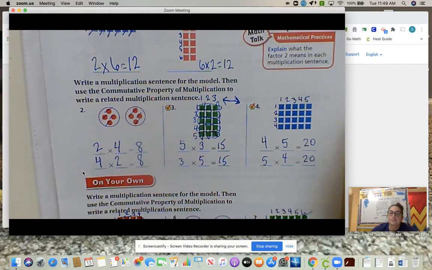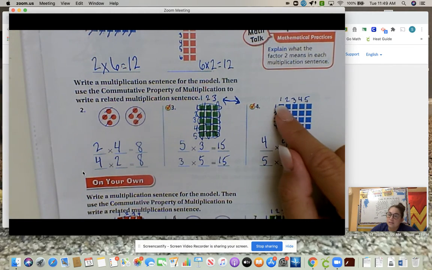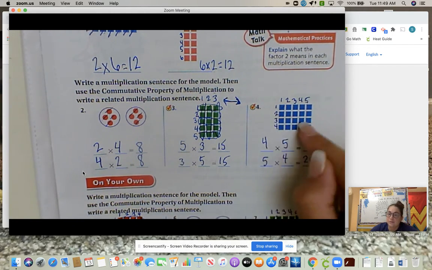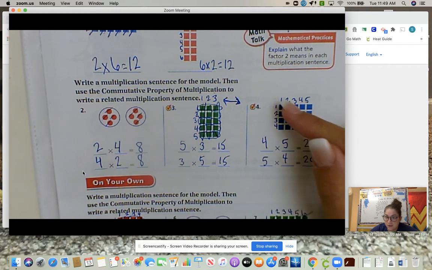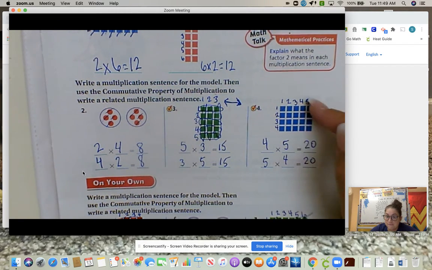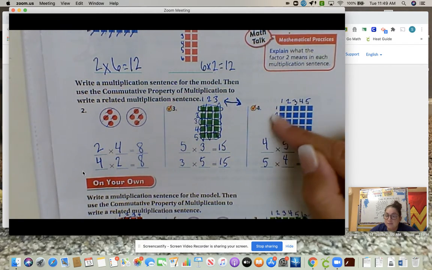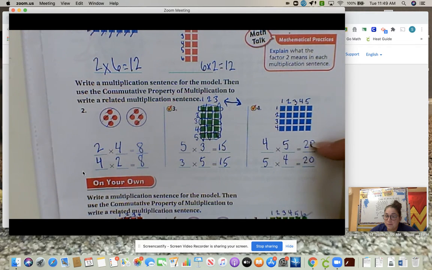Number 4. Rows first, so we have 1, 2, 3, 4 rows. How many columns? 1, 2, 3, 4, 5 columns. And we have 20 boxes when you count up the blue. Commutative property, you flip it. So now it's 5 times 4 equals 20.